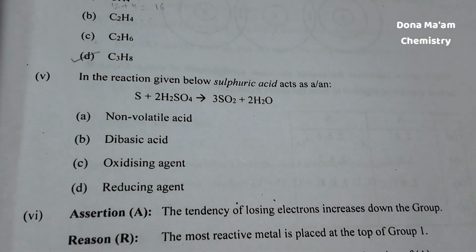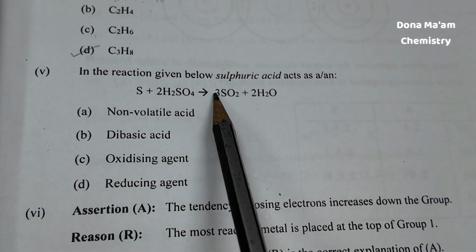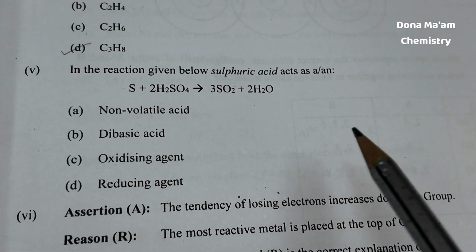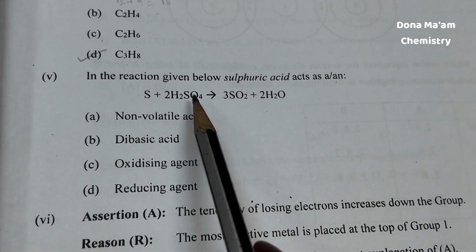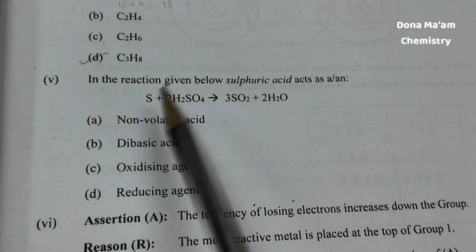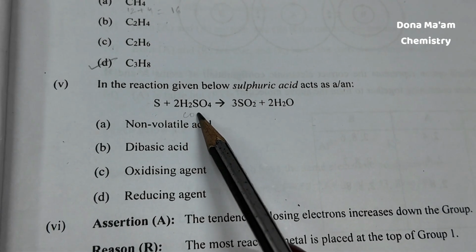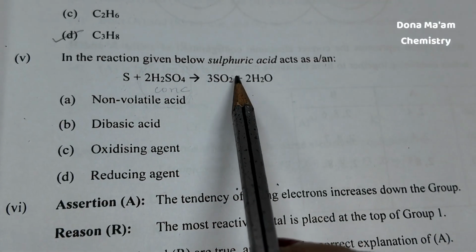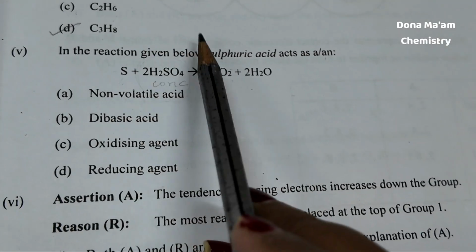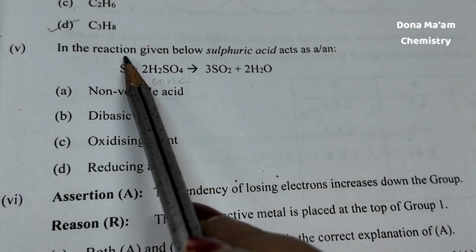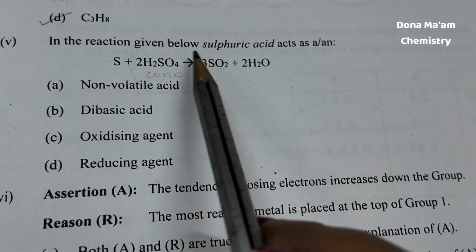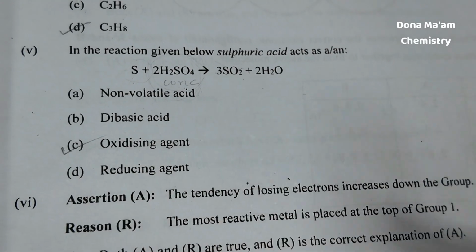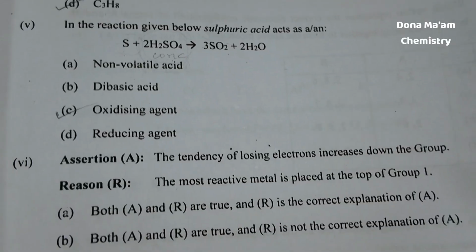Then comes a question from sulfuric acid chapter. In the reaction below, sulfuric acid acts as an. So you have to state the property which sulfuric acid is showing in this reaction. So in this reaction we are seeing sulfuric acid is reacting with a non-metal sulfur. So we all know in this reaction sulfuric acid is in concentrated form, and you all can see sulfur is getting oxidized to sulfur dioxide. So sulfur's oxidation is taking place. So who is doing this oxidation? Who is helping sulfur to get oxidized? Sulfuric acid. So here sulfuric acid concentrated is behaving as an oxidizing agent. So answer goes option C.